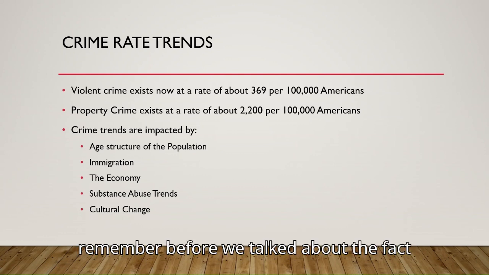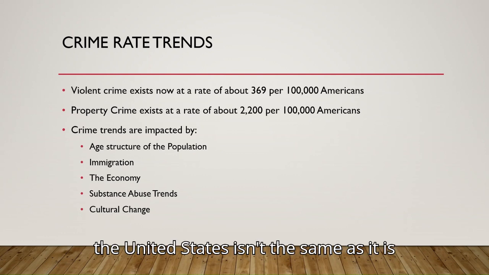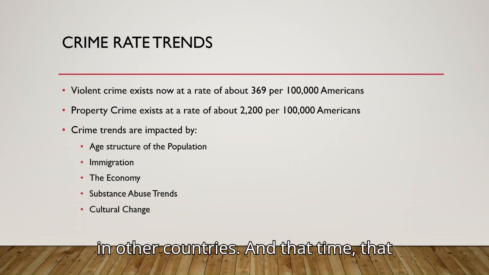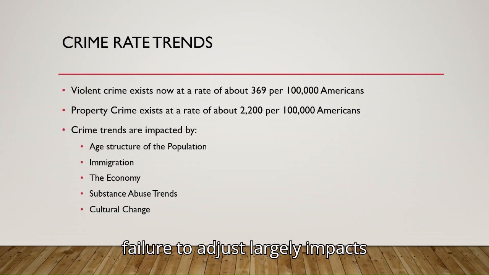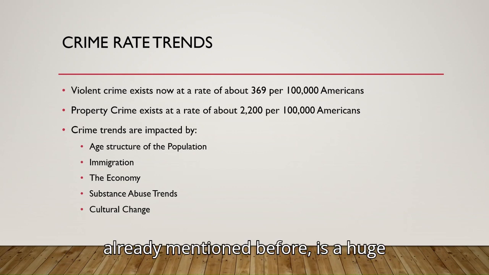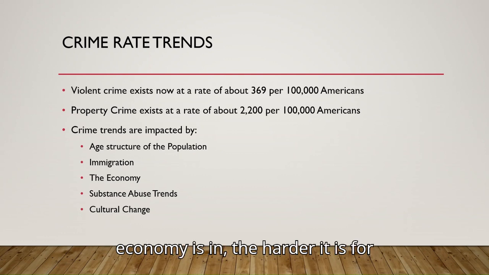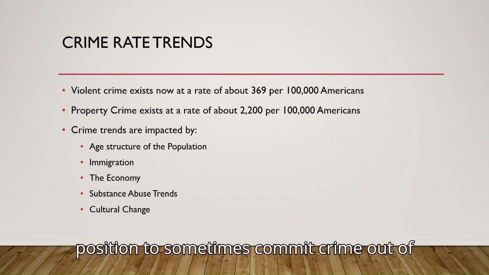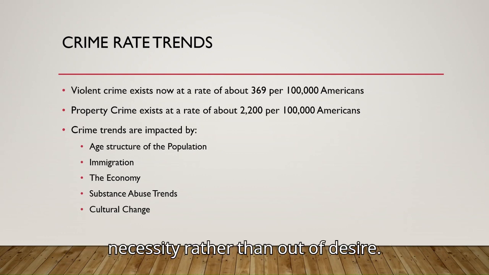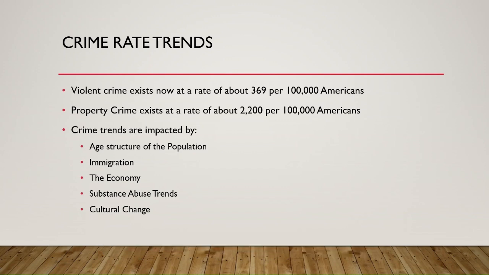And remember, before we talked about the fact that what we see as normal behavior in the United States isn't the same as it is in other countries. And that failure to adjust largely impacts our crime rates. The economy, as I've already mentioned before, is a huge factor. The harder or the worse shape the economy is in, the harder it is for people to find secure jobs and maintain secure employment. It puts them in a position to sometimes commit crime out of necessity rather than out of desire. Substance abuse always fuels crime, always will.